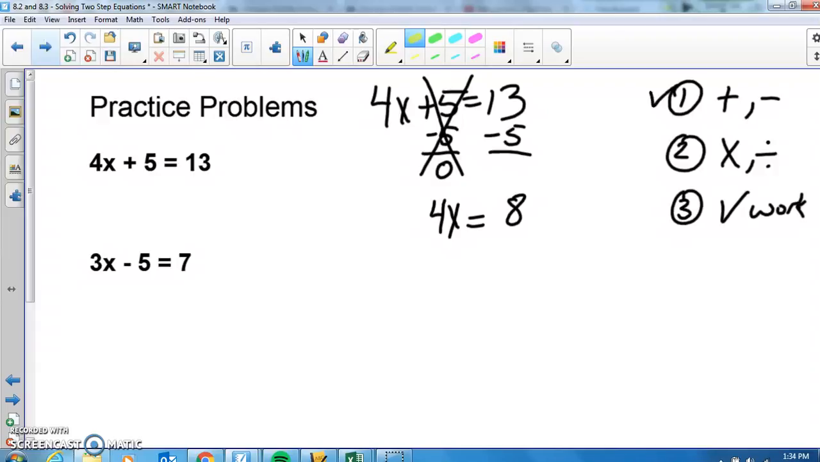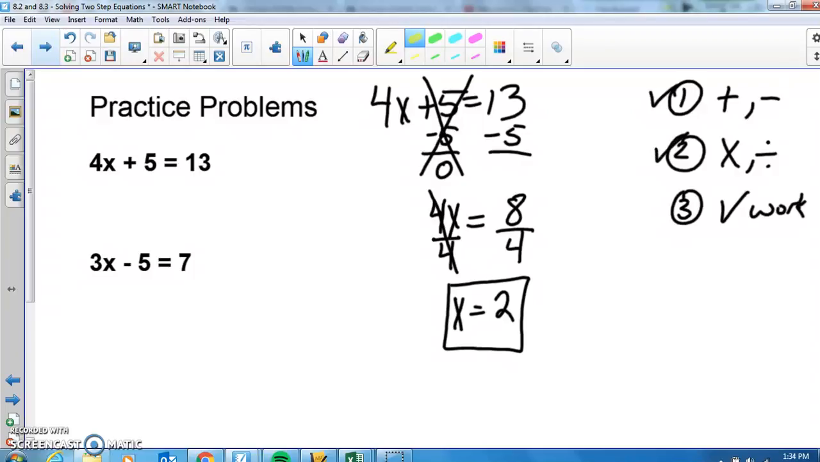Step 2, take care of the multiplication and division. 4x represents 4 times x, so I'm going to do the inverse of that, which means I'm going to do the opposite, or the inverse, which is division. So I'm going to divide each side by 4 because that's the number with the variable. The 4's cancel out, so that leaves 8 divided by 4 equals 2. So my answer is x equals 2.